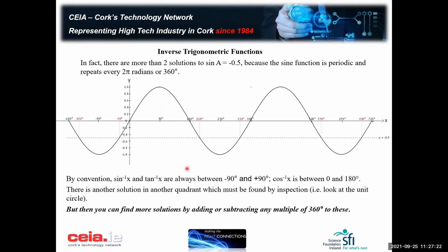But there will always be another angle, or at least usually there will be at least one more angle on the unit circle that has the same value of sine or cosine or tan. And you need to find that by inspection. Just look at the unit circle and see, what is the other value there? In what quadrant will you see that second solution? And then you can find more solutions by adding any multiple of 360 degrees to those two solutions that you see on the unit circle. And we actually see an example of that in an exam question later on.